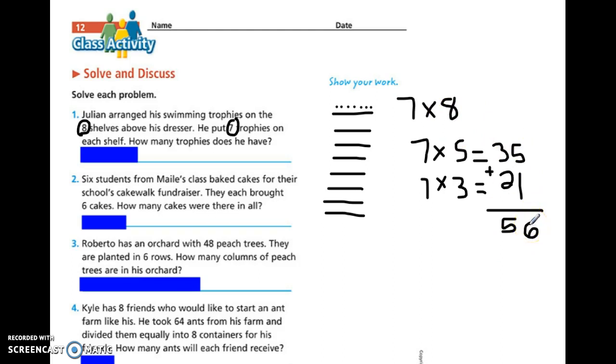You can see how I can use my strategies to help me even solve word problems. All right, let's do one more. 6 students from Maylee's class baked cakes for their school cakewalk fundraiser. They each brought 6 cakes. How many cakes are there in all? You can work on solving that one on your own. Again, there were 6 students and they each brought 6 cakes. If I were to solve this, I would do 6 times 6, which ends up being a total of 36 cakes.